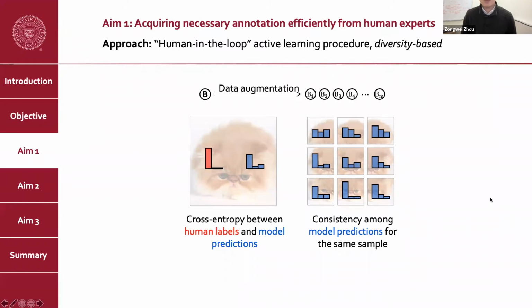With this assumption, we can just measure the consistency of the prediction for the same image. If the predictions are consistent, we find that the model is pretty sure about the image, and so there is no need to annotate it at the moment. If the predictions are inconsistent, like sometimes the model says, oh, this is a cat, sometimes it's a mouse, sometimes a dog, sometimes a snake, then that means the model is very, very uncertain about this image. Then we think this sample should be annotated first.